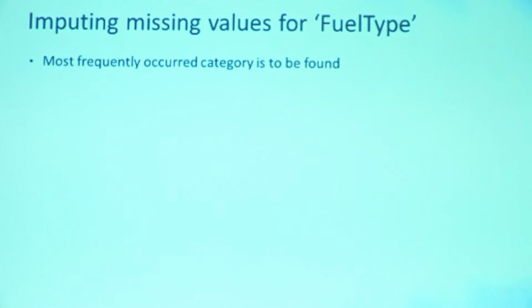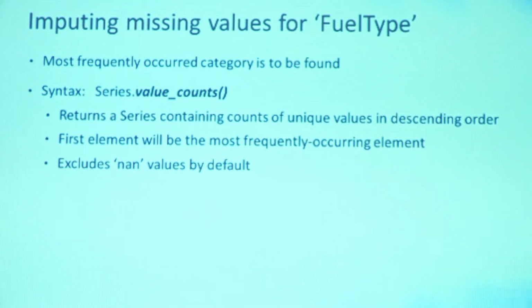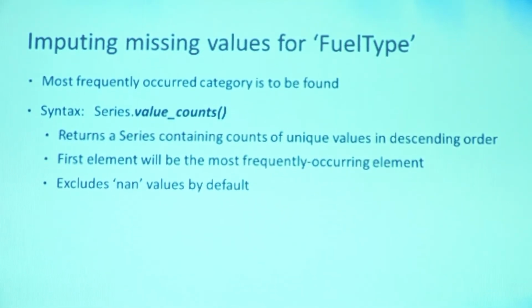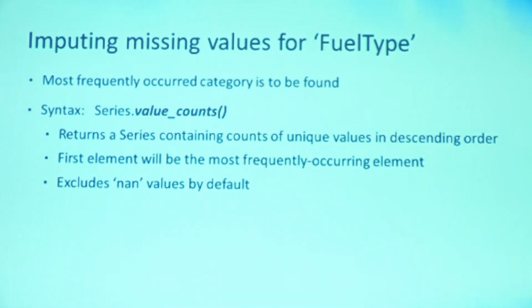Guys, fuel type column. You have missing values in fuel type also, no? So impute it. What will you impute? Mode. How will you find out mode? Use the value counts method, which will return a series containing counts of unique values in descending order. Have a look everybody onto the screen. Which value will you take out of value counts? The first one, index 0. So select it and replace it.